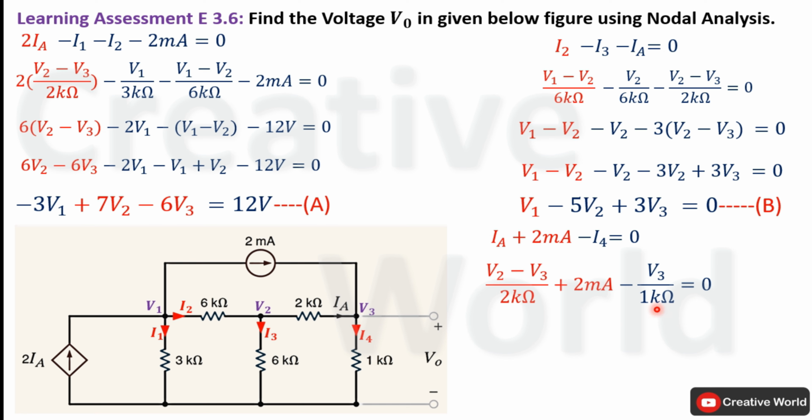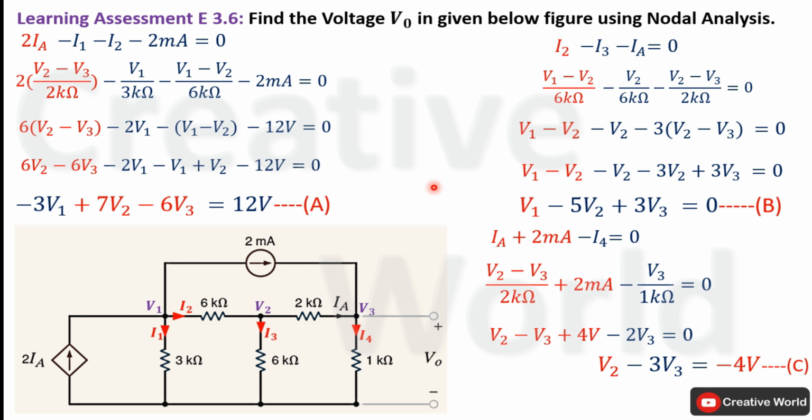1 kilo ohm. Now in order to omit denominator values, we will multiply this equation on both sides with 2 kilo ohm. The product of 2 kilo ohm and 2 kilo ohm in the denominator will cancel out with each other. Only V2 minus V3 will be left. And the product of 2 kilo ohm and 2 milliampere will result in 4 volt. Milli will cancel out with kilo. Here the product of 2 kilo ohm and V3 divided by 1 kilo ohm will result in 2V3. Now place this positive 4 volt on the other side of the equal sign and arrange this equation. The equation will become V2 minus 3V3 equal to minus 4 volt. This equation also cannot be further solved, so we will label this equation as equation C, and it is the third equation of this network.